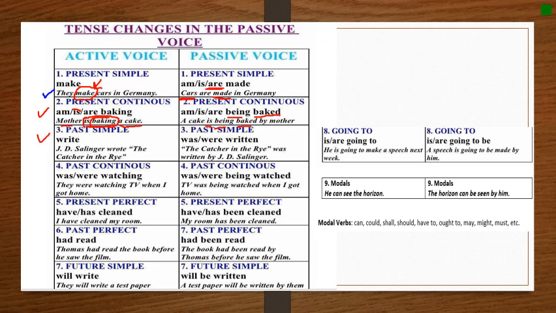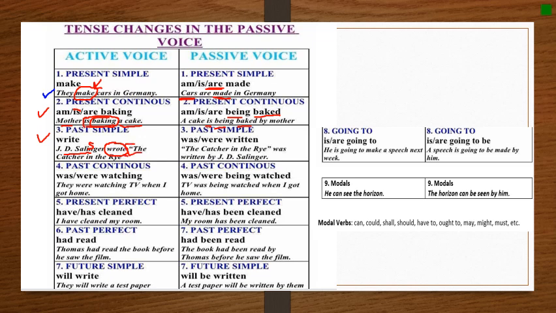Past simple. J.D. Salinger wrote The Catcher in the Rye. Okay, J.D. Salinger is my subject. I'm talking about him. What did he do? He wrote. Okay, whenever I circle the verb, I take a look at the tense. It's past simple. So I'm going to add verb to be either was or were.